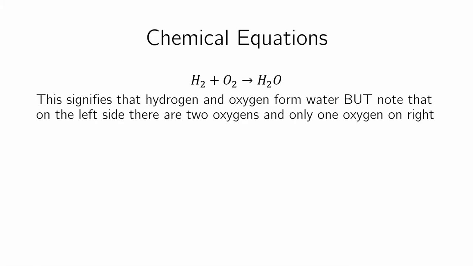All right. So here is a pretty typical chemical equation, and this is the easiest one to describe. Hydrogen and oxygen come together and they form water, and this denotes this particular chemical change. But some stuff's missing. You will note that on the left side, I have two oxygens, and on the right side I only have one oxygen. So what we say is that this equation is imbalanced.